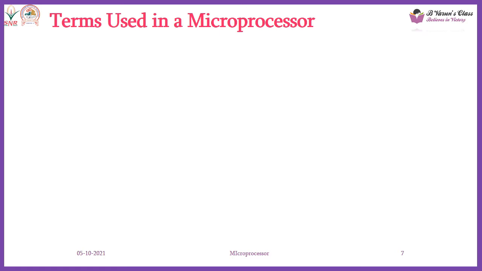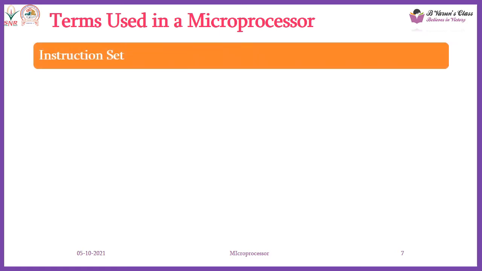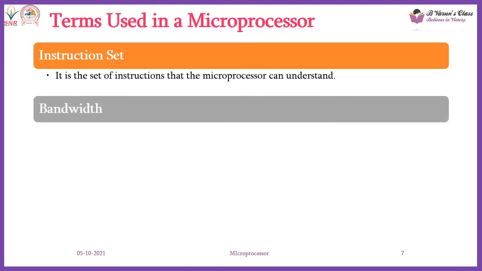What are the important terms that are used in microprocessors? First one, instruction set. What is an instruction set? It is a set of instructions that the microprocessor can understand. A microprocessor cannot understand ordinary English language. It understands only a set of codes. These codes are called the instruction set.